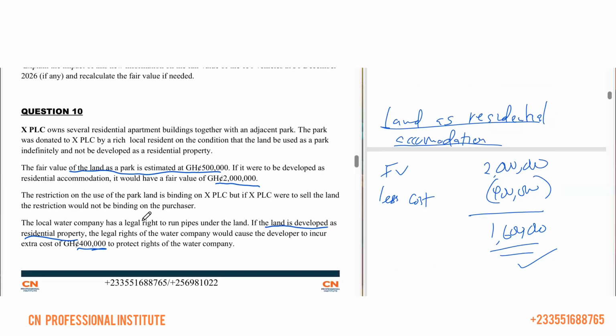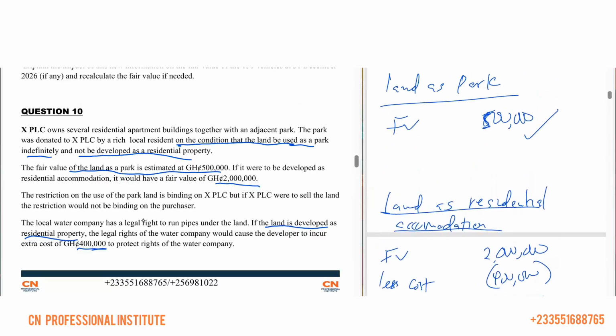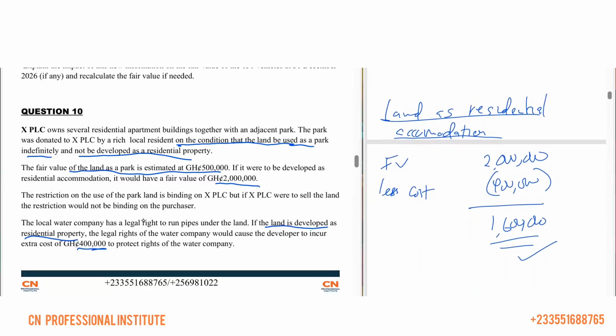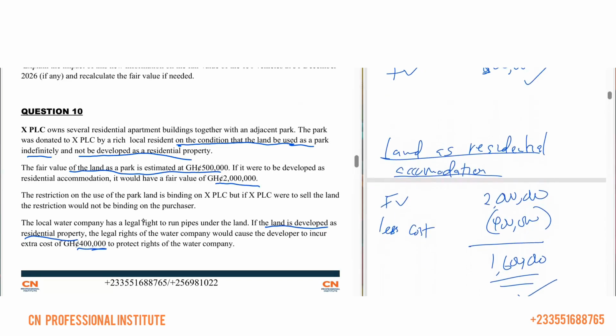They gave us, if you come here, he said there's a restriction. They said the condition, the one who donated the land, is that the land be used as a park indefinitely and not changed to residential. Somebody can say, if the condition is that we should use the land as a park indefinitely and not as residential, then here we can't say the highest and best use is 1,600,000.